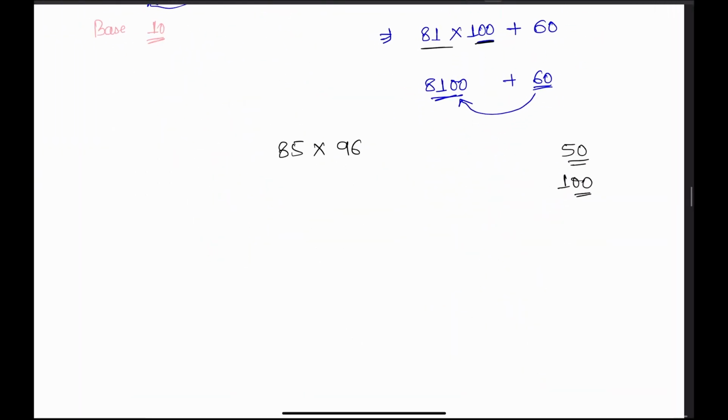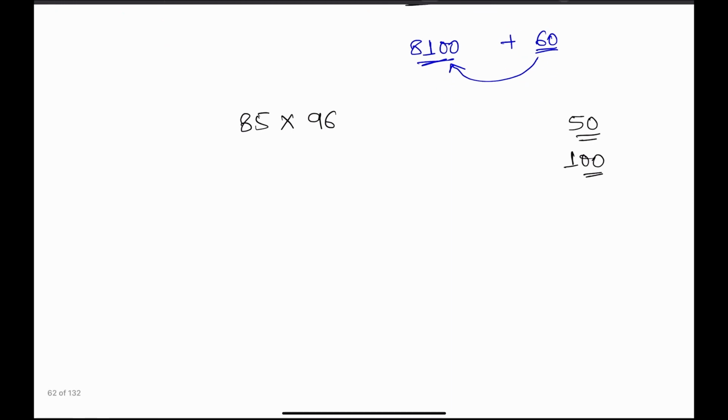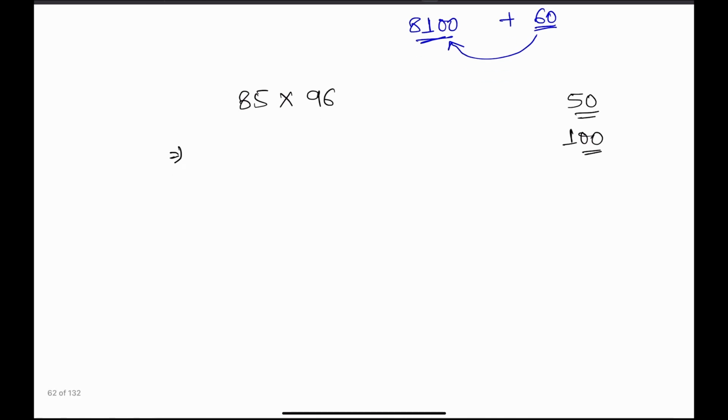So all we need to do is make it in the form of either 50 or 100. Right now we are dealing with the base of 100. So if you want to make it in terms of 100, can we just write it as 100 minus 15 into 100 minus 4? This is what we are actually doing.